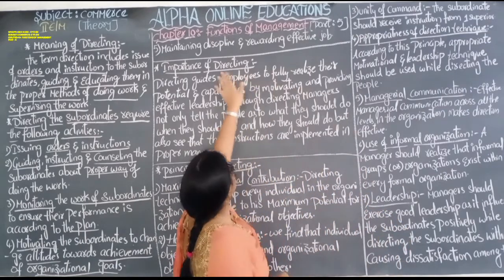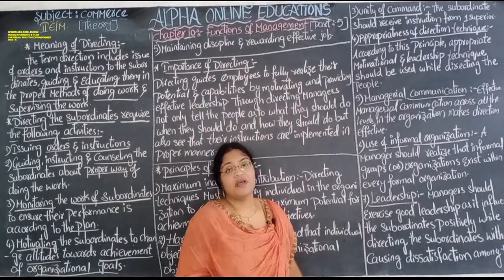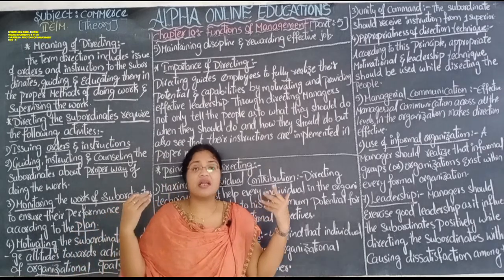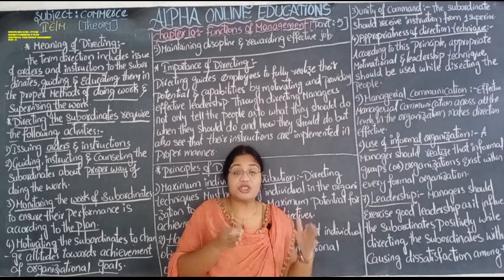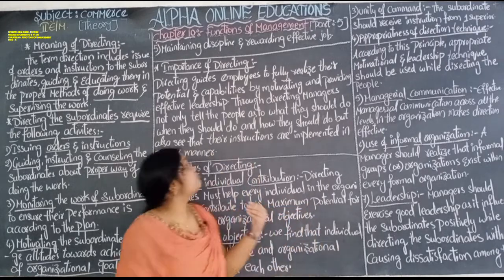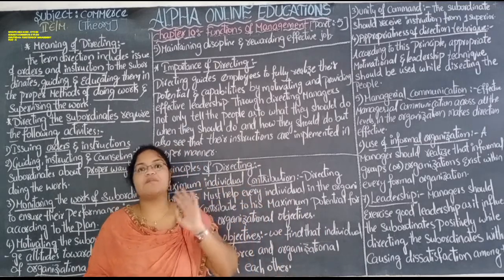Next, the fifth one is maintaining discipline and rewarding effective job. When they are performing a good job, when they are doing the work effectively, meaning correctly and in short time, perfect work, at that time they should be given some rewards. And discipline is very much important.